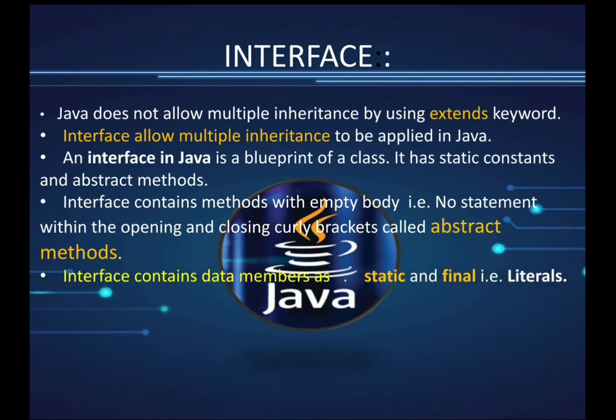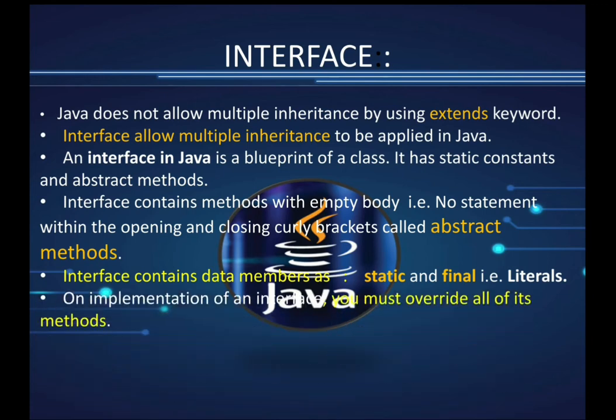Now, an interface contains data members as static and final, that is, literals. In an interface we have literals, not variables. We have literals, static and final. On implementation of an interface, you must override all the methods. Whatever is written, you have to implement those methods.